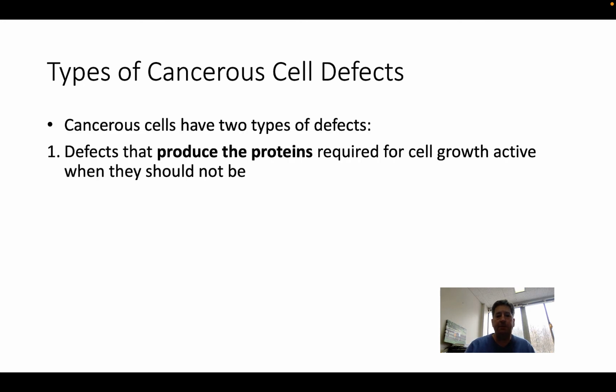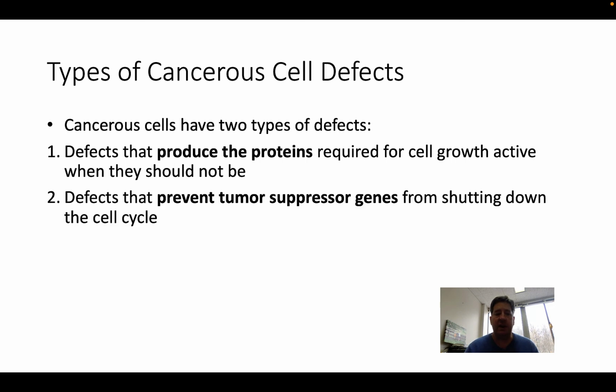The first one is when cells are producing proteins required for cell growth, and they're active when they should not be. So instead of a cell deciding it's time not to divide because a space is crowded or there's no need for additional cells, these will actually stay active and cause the cells to divide. And then you have other ones that lead to defects that will prevent tumor suppressor genes from shutting down the cell cycle. So there are some tumor suppressor genes that can cause the cell cycle to stop.